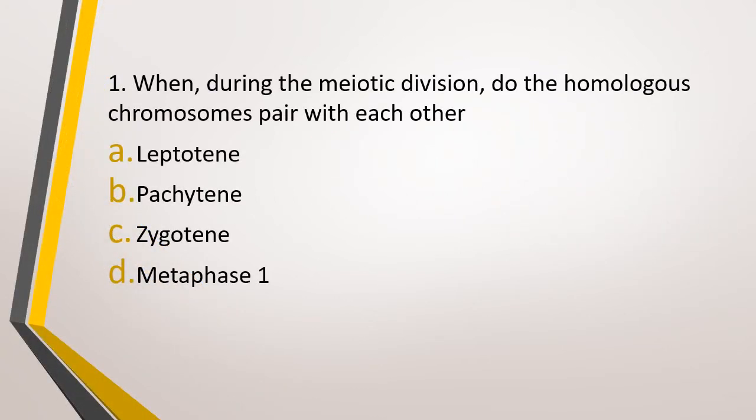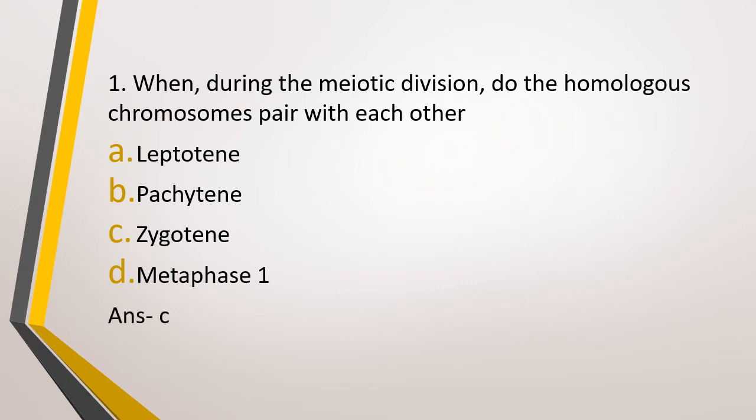Question number 1. When during the meiotic division do the homologous chromosomes pair with each other? Option A, leptotene, option B, pachytene, option C, zygotene, or option D, metaphase 1. Pairing of homologous chromosomes during the meiotic division occurs in which stage? The correct answer is option C, that is zygotene.